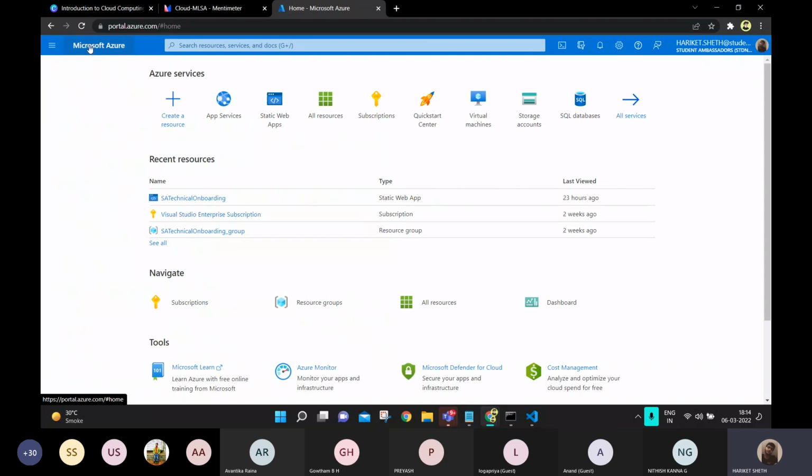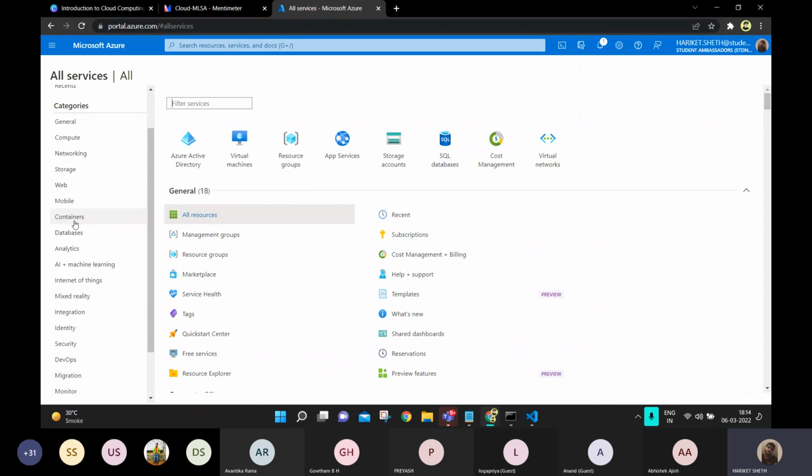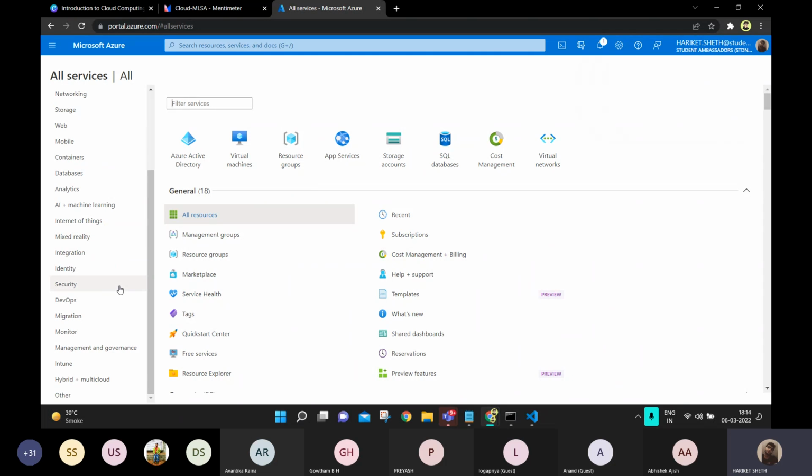Okay, so this is the portal we are talking about, Microsoft Azure. You can see a lot of services are there. If I click on all services, you can see many services, which include AI, machine learning, and on the left side compute, networking. All of those facilities are there. You can look into that if you have a free student account.